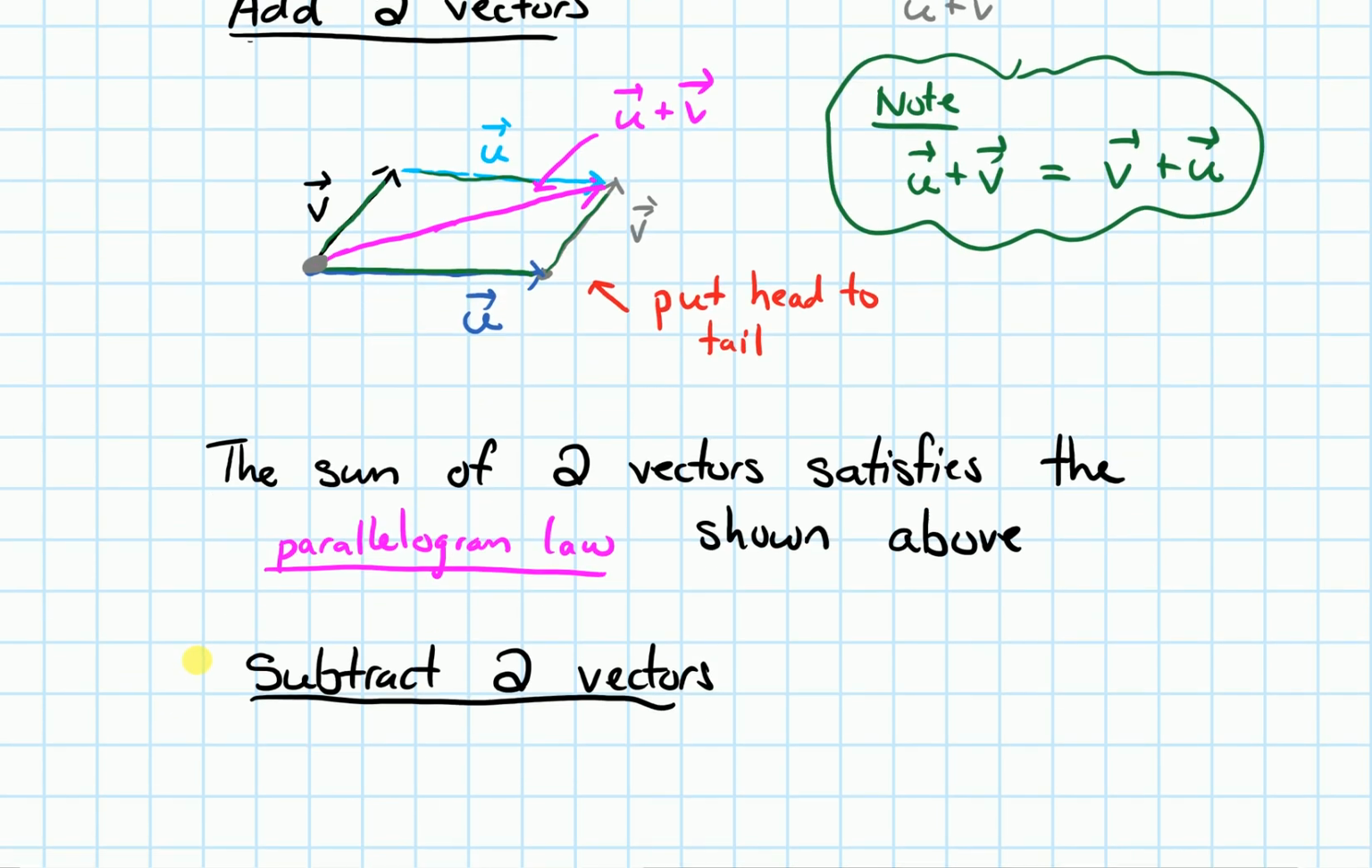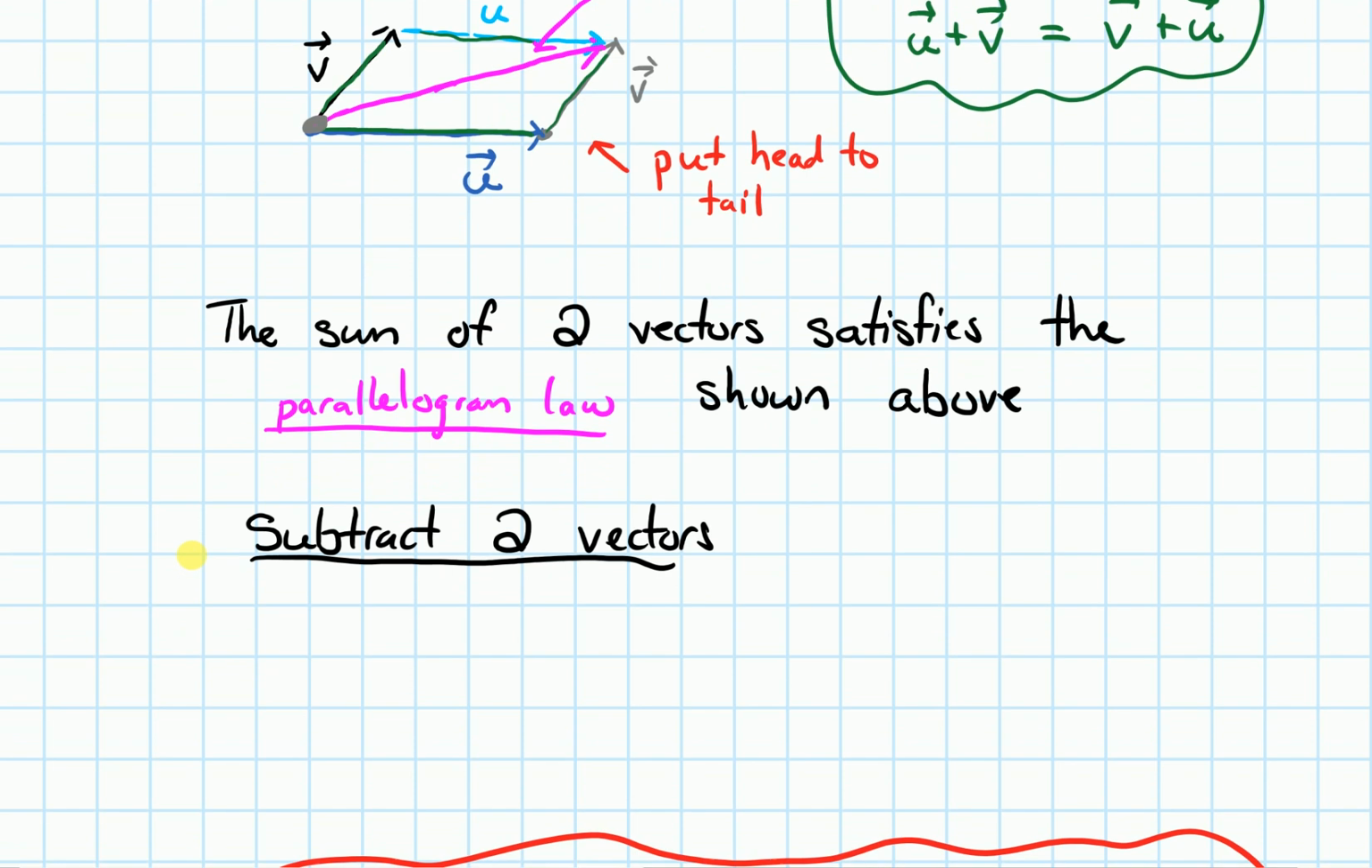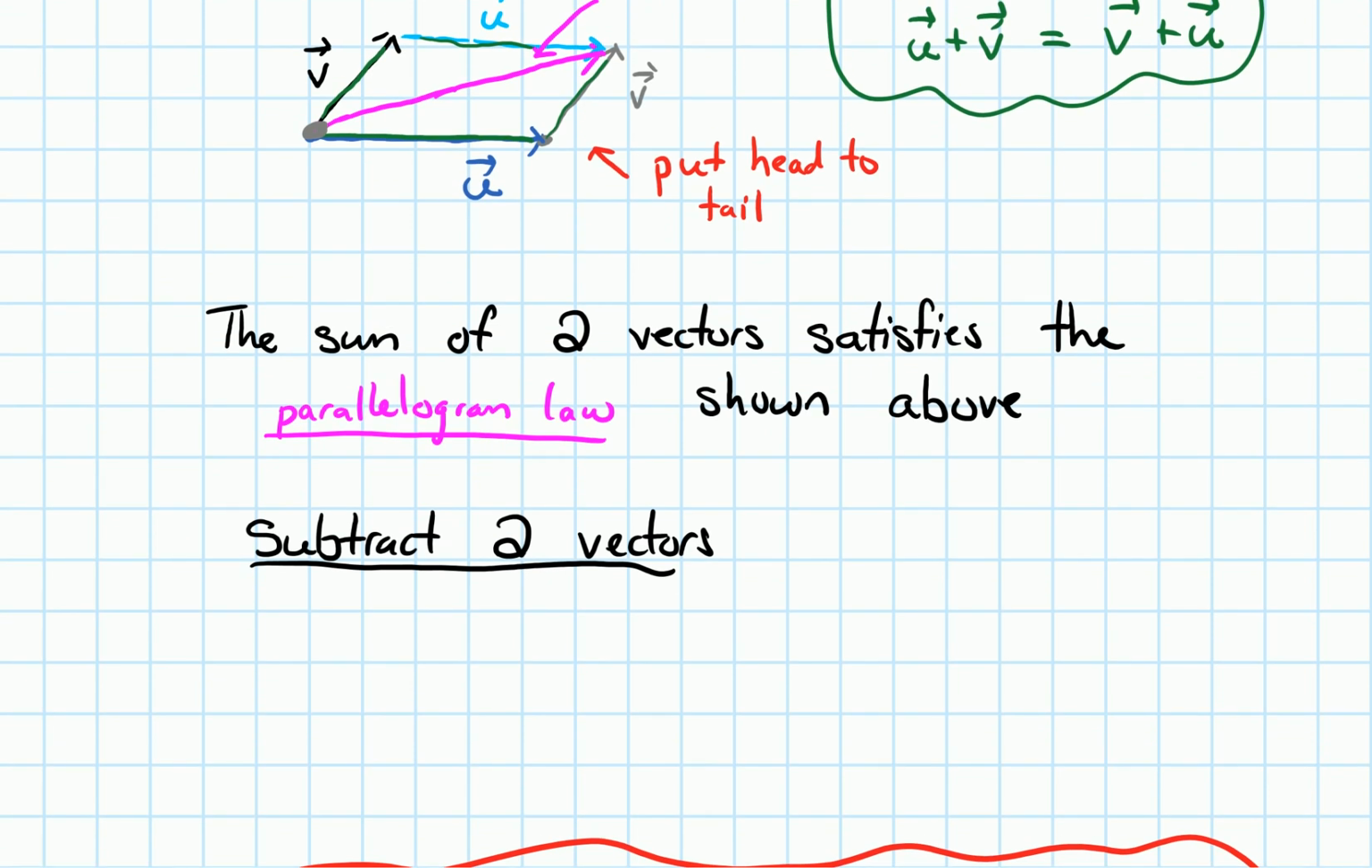So now let's subtract two vectors. I'm going to draw the same vectors, u and v, again. I'll draw my vector u, and I'll put an arrow on it so it's a vector. I'll draw my vector v. But now let's say I want to compute v minus u. So I want to subtract two vectors.